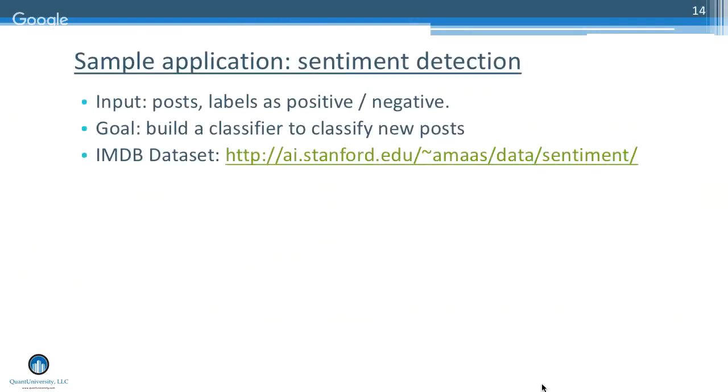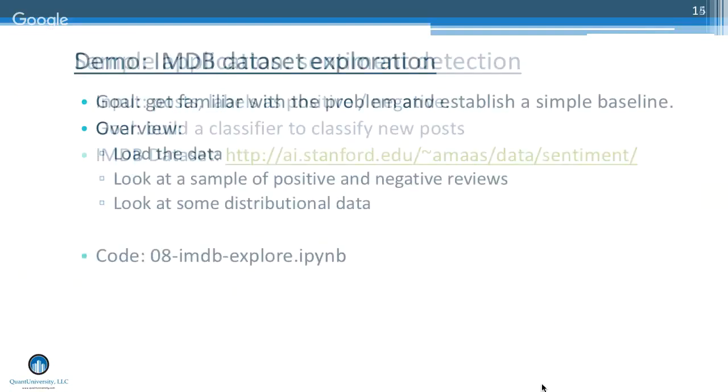Let's start with thinking about, like I said, sentiment detection and how we might actually try to tackle this problem. So there's this classic data set from IMDb of movie reviews: 25,000 movie reviews labeled as positive or negative. And the goal is to say, given a bunch of labeled data, so it's still in the supervised learning space for now, how do I predict positive or negative, hopefully with high accuracy?